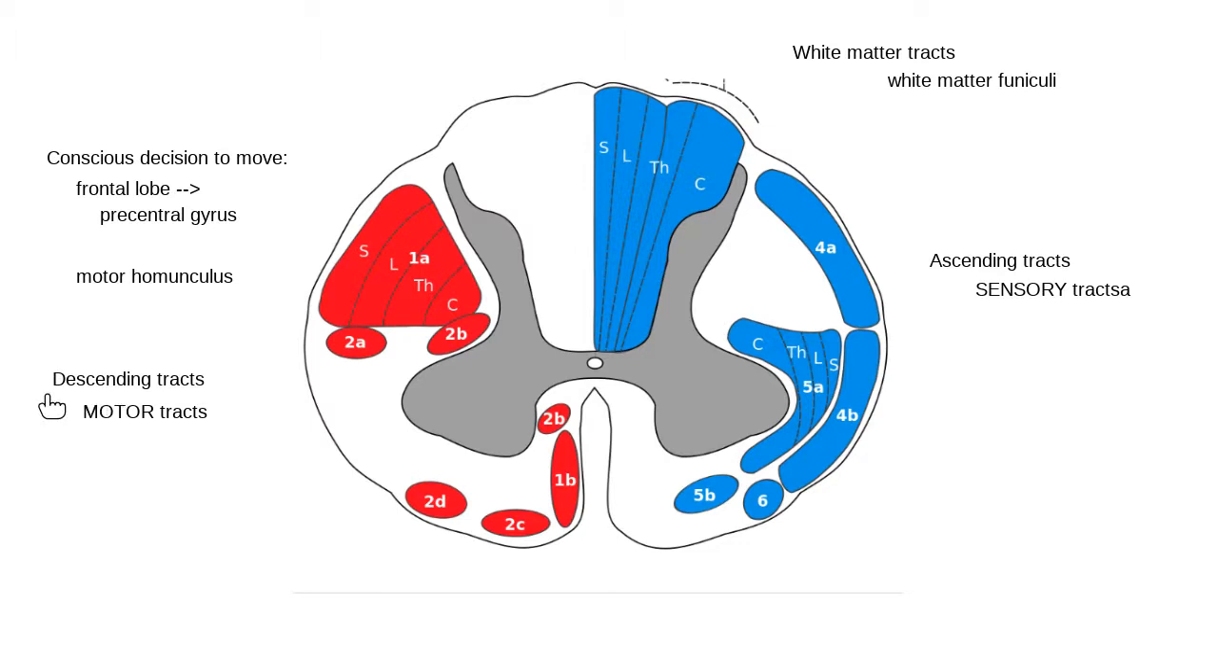You should know when we talk about descending tracts or motor tracts that information goes down. So I'm sending information from the brain or from the brainstem down to the muscles of the body. When I talk about ascending tracts, I'm sending information from the body, wherever we're receiving sensory information, up to the brain or up to the brainstem. So this word ascending does mean literally that information goes up, it ascends. And this word descending does mean literally that information goes down.